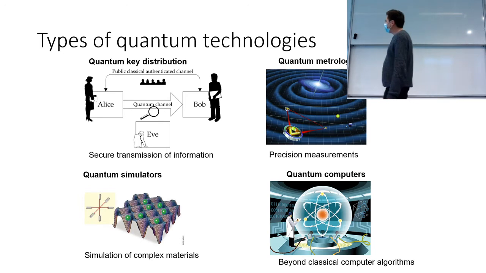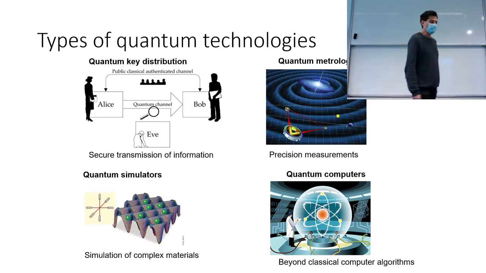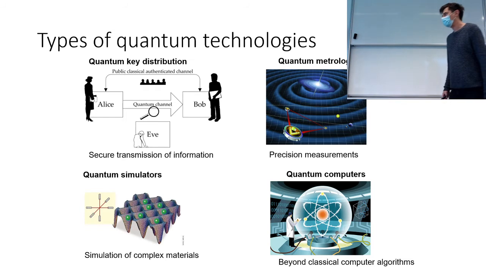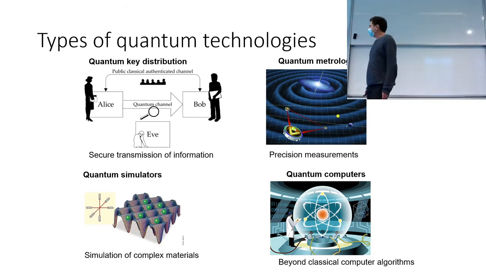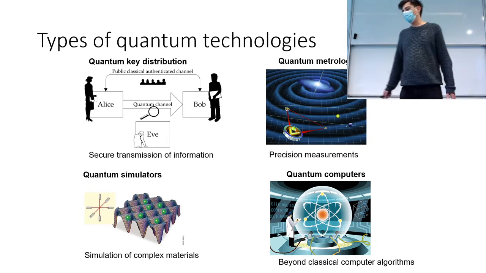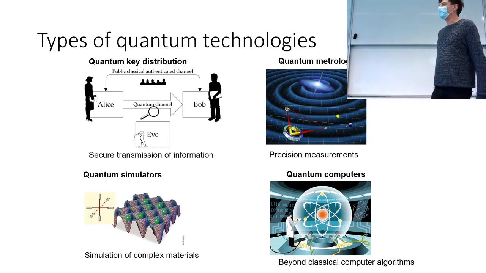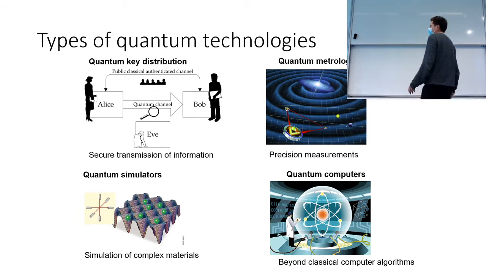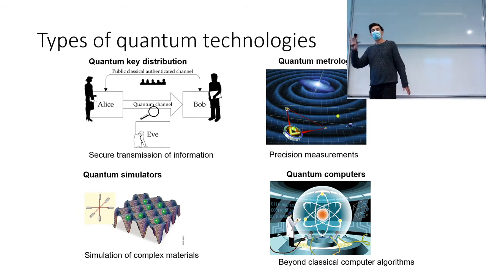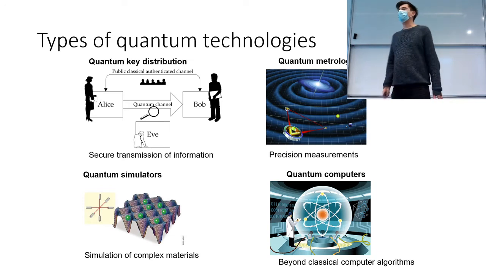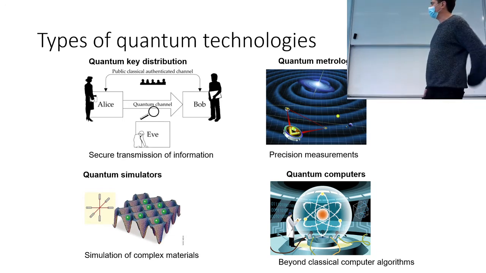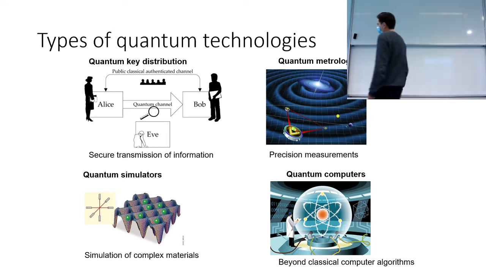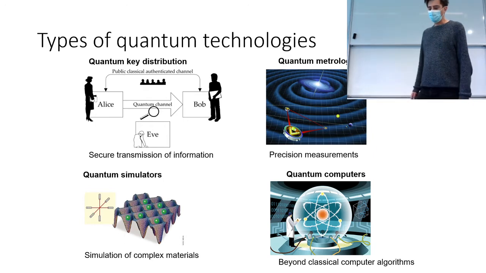Here are some examples of quantum technologies that people are really thinking about today. These are just very broad categories. These days there are more and more ideas that people are thinking about, but these are maybe the traditional subfields. So the first one is quantum key distribution. This means doing secure cryptography, right?